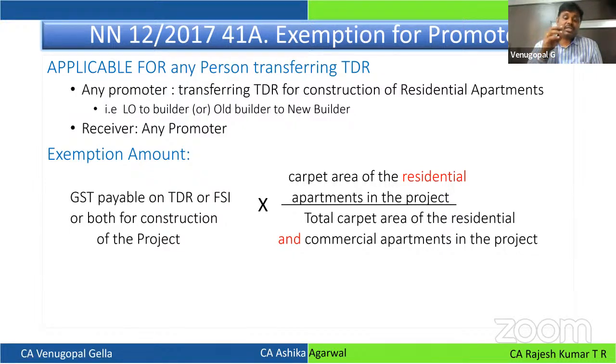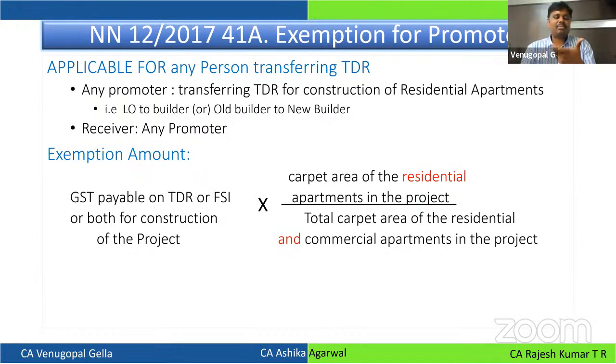So there could be a situation where landowner is transferring to the promoter, or the project is getting a halt and builder promoter is selling off his rights to someone else. It could be any. So any promoter who is transferring TDR for construction of residential apartments is covered under the exemption. So please note, TDR for the residential only is exempt, not the commercial.